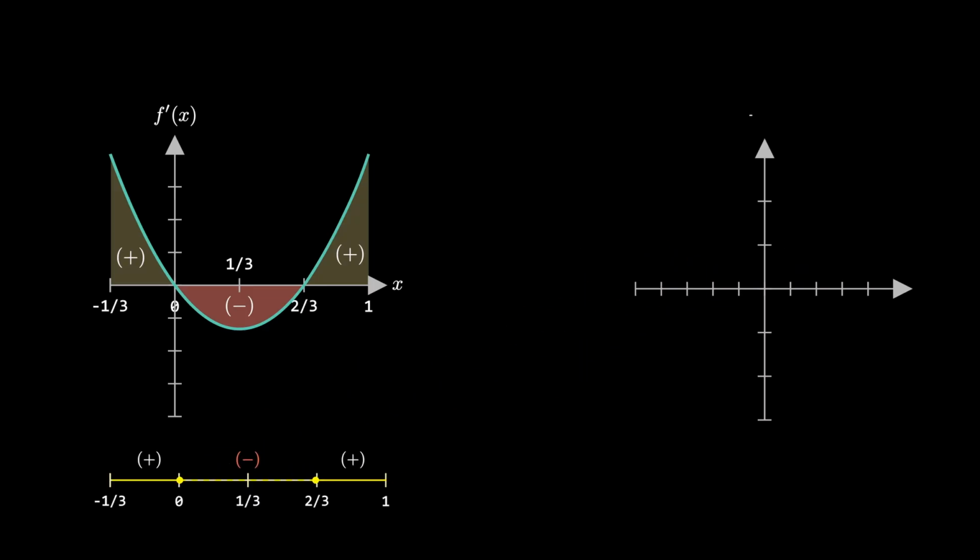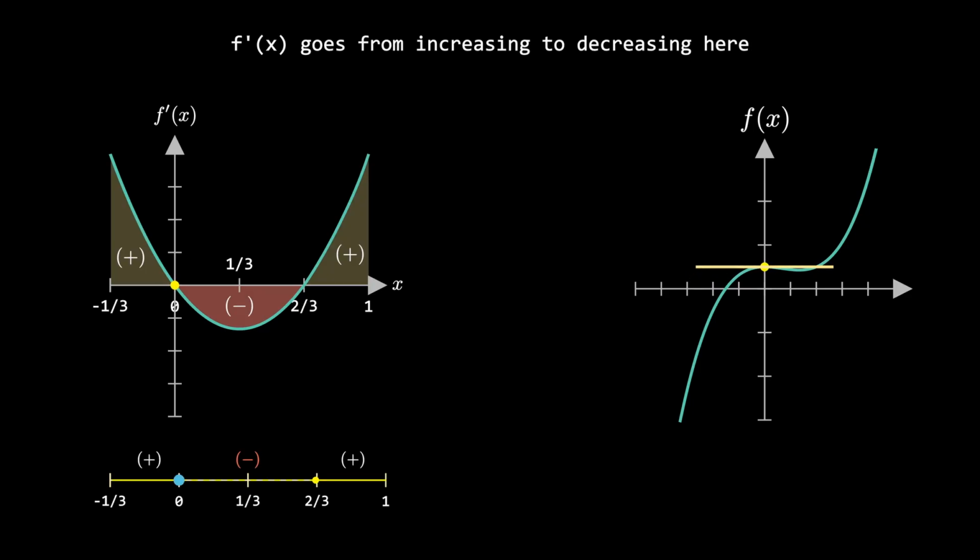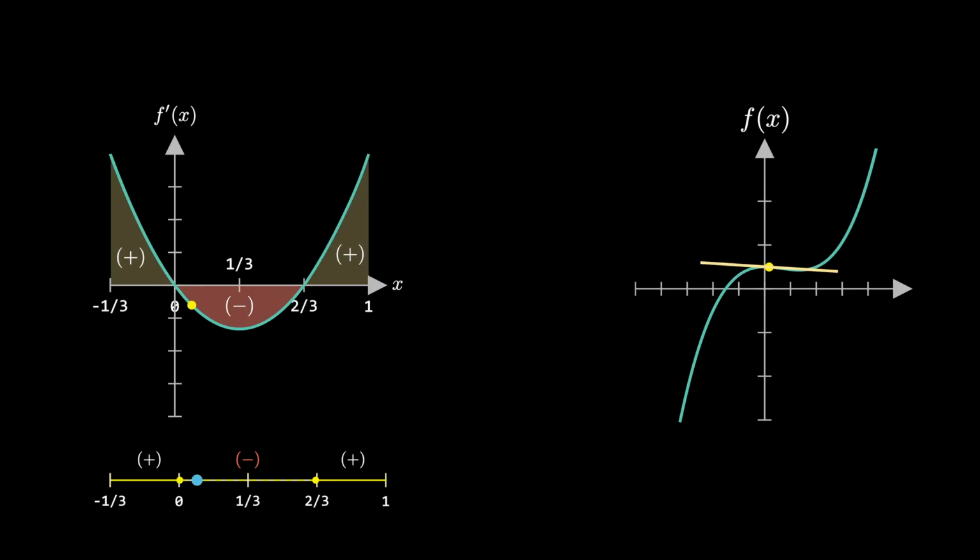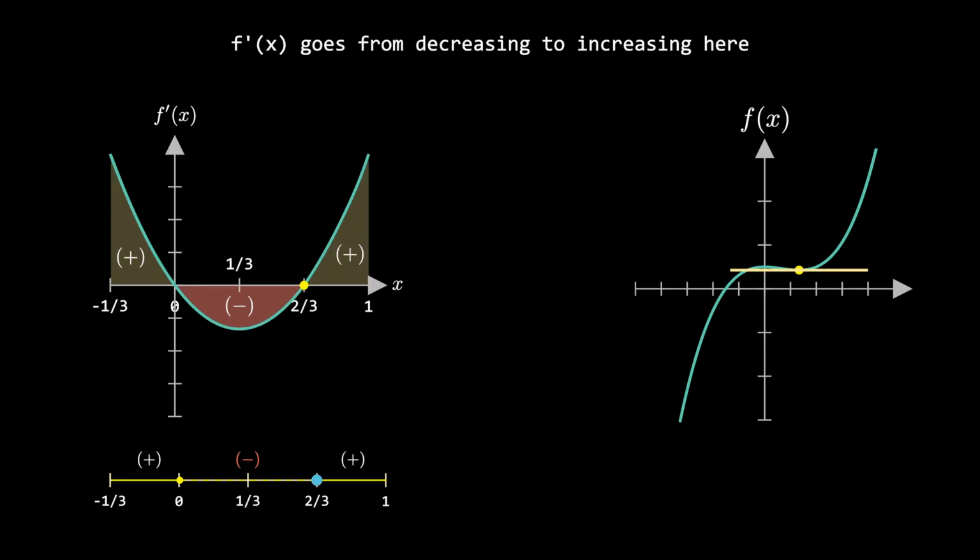Now, whenever f prime changes signs like you see from plus to minus or minus to plus, we call those critical points, and those are where local extrema occur. And intuitively, when it changes from positive to negative, it's a maximum, and vice versa for a minimum.